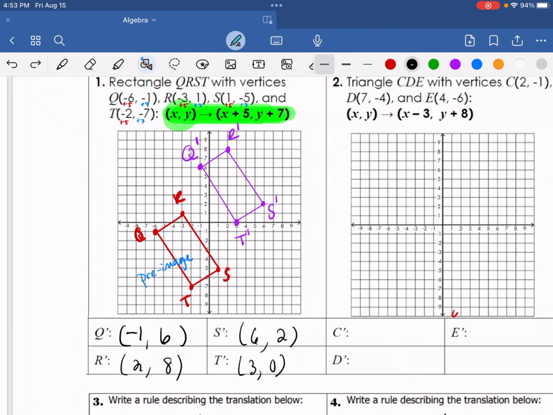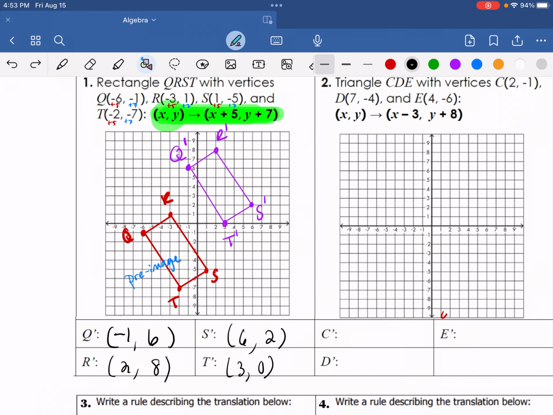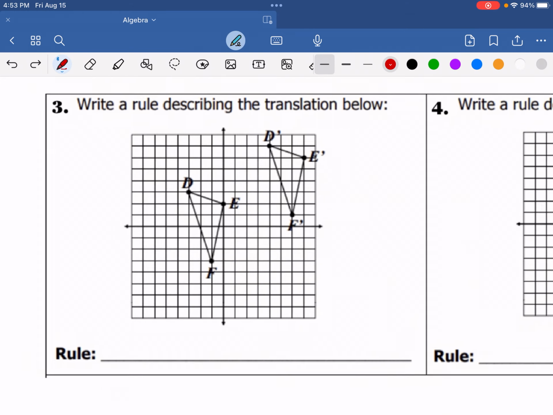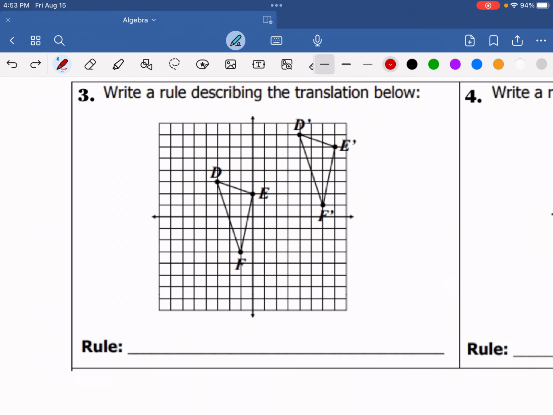Your shape should not change. It should look exactly the same. Notice how the original, the pre-image, was turned a little bit, right? This rectangle's turned a little bit. The purple one, the image, is also turned the same way. It doesn't turn an opposite way. It doesn't get bigger. It doesn't get smaller. It's the same. Okay, the last one I'll go over is now you guys are going to write the rule.